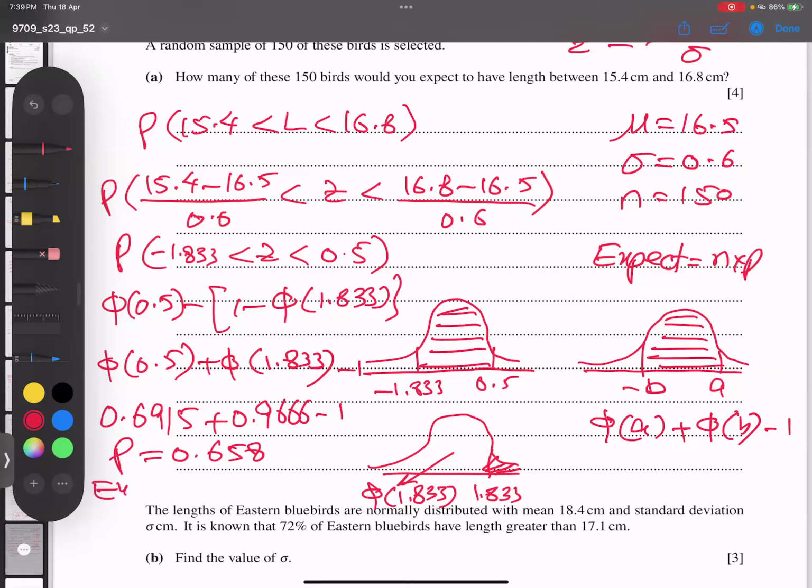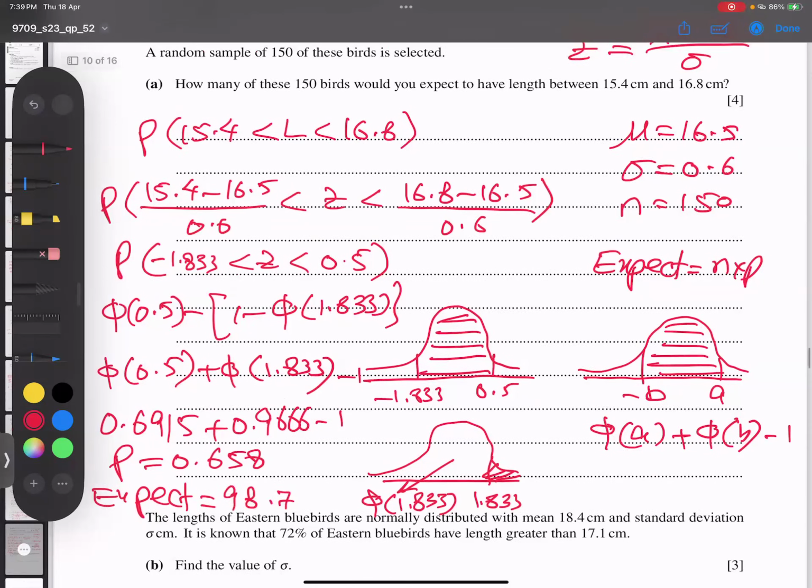So expected value, how to get it? Expected value, n is 150. So 150 times this. Okay, I'm writing the answer directly. It is coming 90, wait a minute, let me recheck. 0.658 into 150, and it is giving us 98.7.